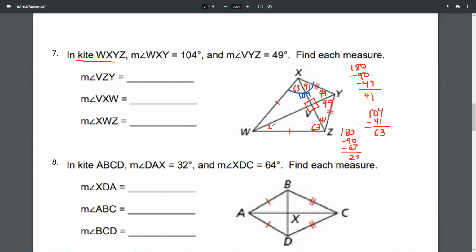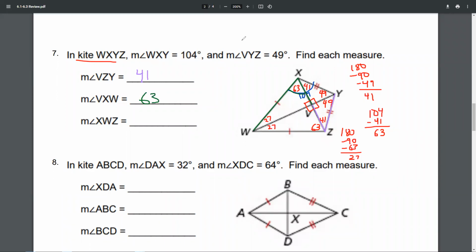So these 2 angles here are both going to be 27. Okay, once I have all the angles filled in, I can start answering the questions. So angle VZY is this angle right here, which is 41. Okay, let me pick a different color here for this one. VXW, so here's VXW, right? That's going to be that angle right here, which is 63.